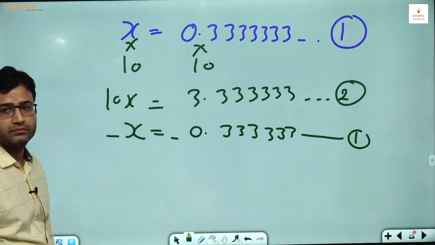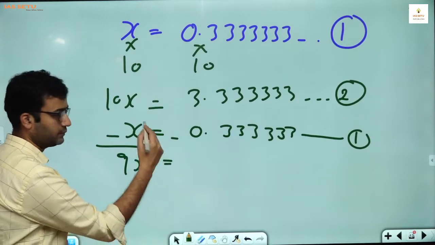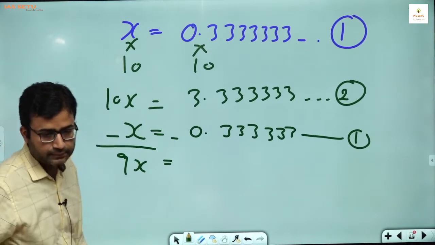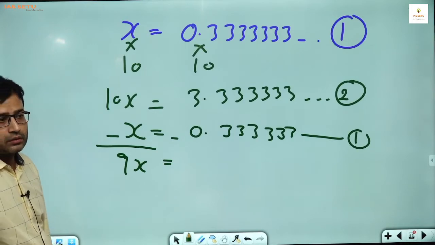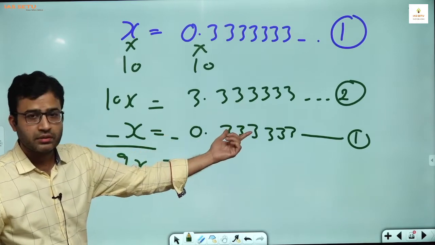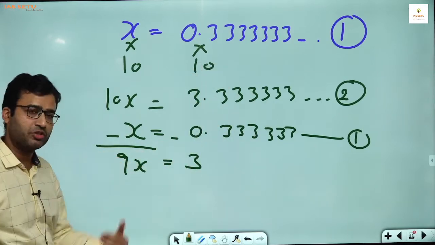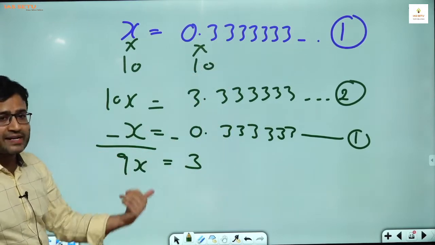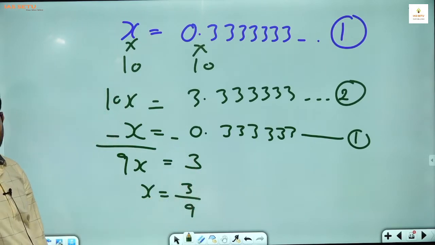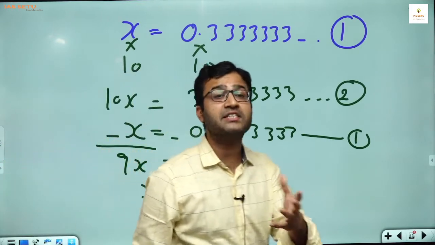Minus, we subtract. On the left hand side we get 10x minus x, 9x. हाँ जी, right side what we will get? 3.333 minus 0.333. This is the same, so it will cancel: 3 minus 0 is 3, because the part after the decimal is the same, 333. So 9x is equal to 3. The value of x is coming 3 by 9.